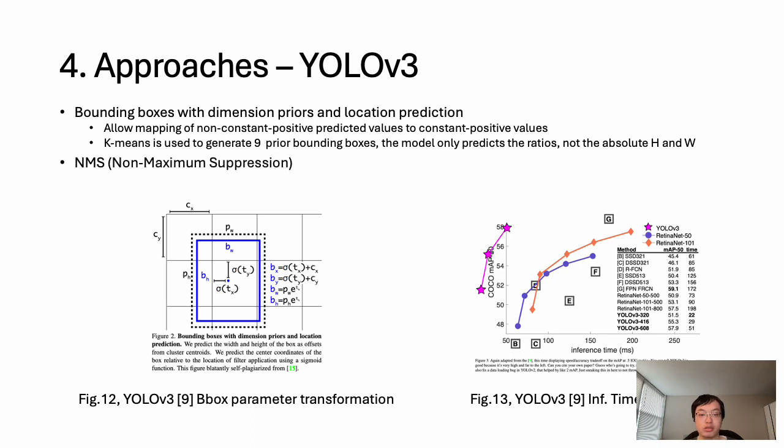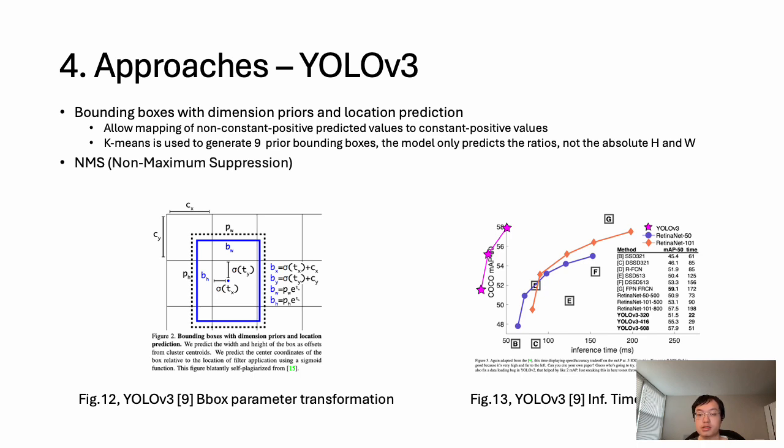Here is a more detailed demonstration of YOLO v3. The bounding box uses dimension priors and location prediction, which allow the mapping of non-constant positive predicted values to constant positive values. And also k-means is used to generate 9 prior bounding boxes, so that the model only predicts the ratios, not the absolute height and width. And finally, non-maximum suppression, the NMS, is applied to filter those generated bounding boxes and offer the final results.